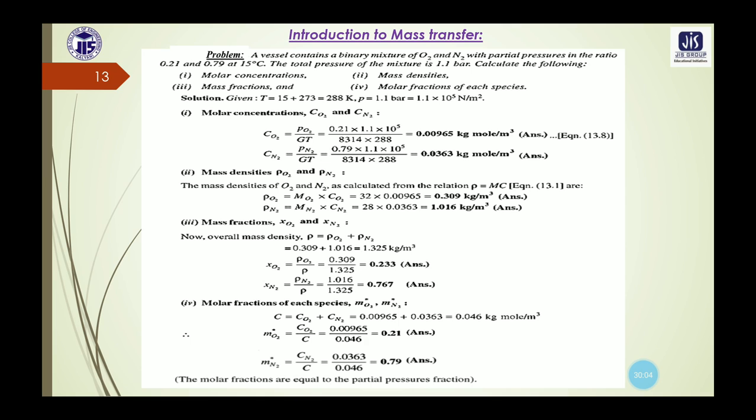Now for the last part of the numerical, we need to calculate the molar fractions of each species. To calculate the molar fraction of each species, we need to use the formula for the molar fraction. So that is x_O2 equals C_O2 by C. Now this C_O2 and C_N2 are known to us, so the total C we are getting is 0.046 kg mole per meter cube. If we use this formula x_O2 equals C_O2 by C and put in the known values, then we can calculate the molar fraction of oxygen as 0.21, and the molar fraction of N2 as 0.79.